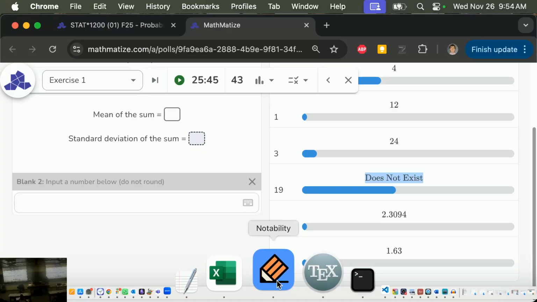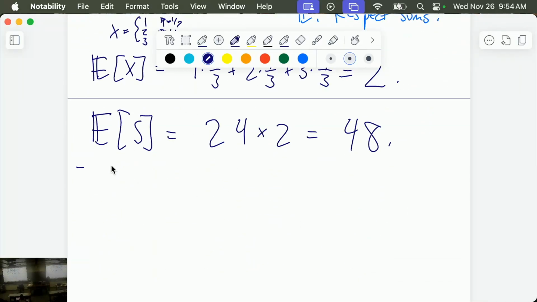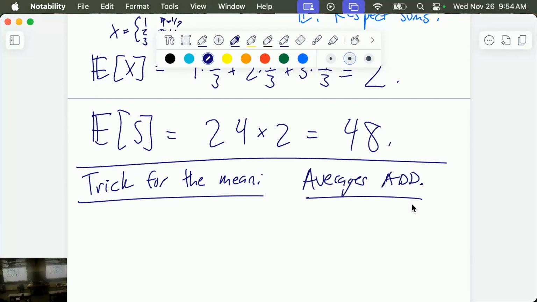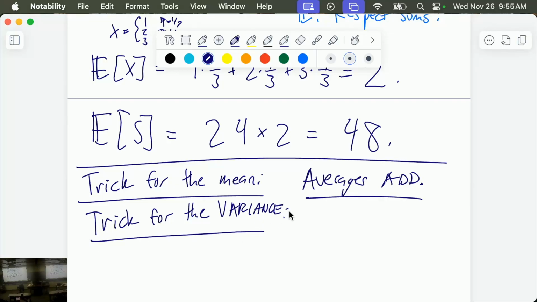We talked about the trick for the mean. The trick for the mean was that averages add. Right? So instead of figuring out what's going on, you can just add up all the averages. What is the trick for the standard deviation? Actually, let me write the trick for the variance. Because the trick for the standard deviation is first you figure out the variance, then you convert it to a standard deviation. What is the trick for the variance? Now that it's written like this, does anyone remember what the trick is?